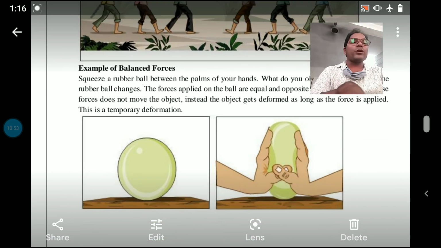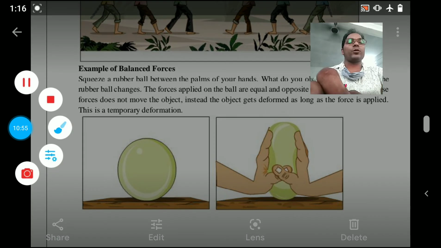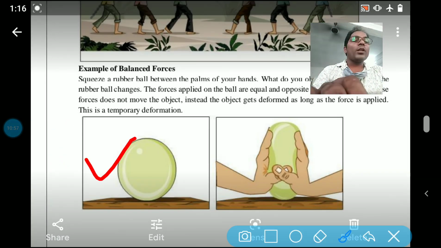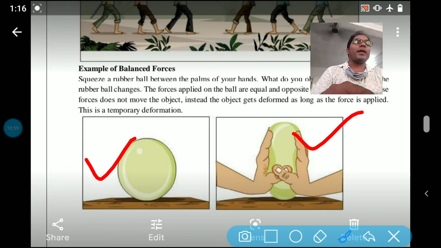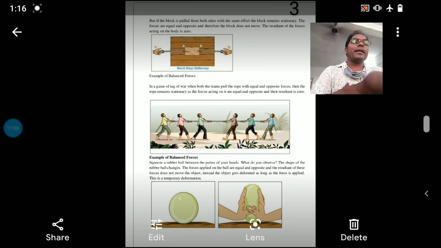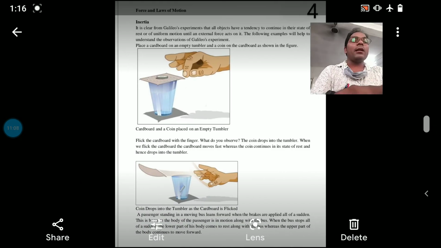Now, unbalanced force. Here you can see an example of unbalanced force. See, this is the balloon. Pushing the balloon, the shape of the balloon has been changed. This is an example of unbalanced force. So these were the definitions of balanced and unbalanced force.